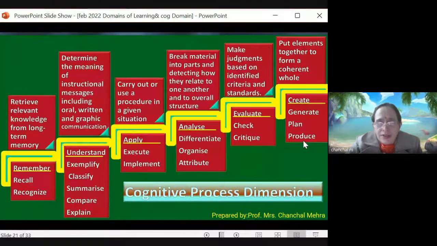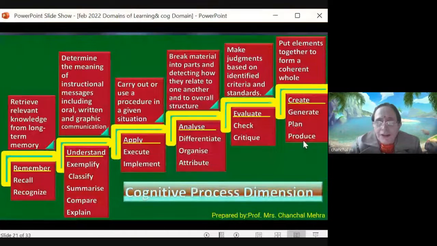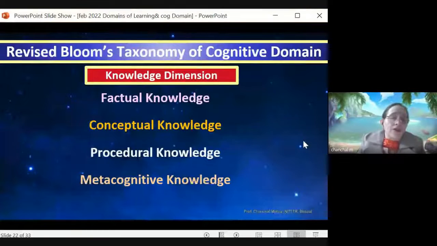Are these 6 levels clear to all of you? Shall I move further? Yes, ma'am. Continue. Okay. Now, coming to the second dimension, that is the knowledge dimension.